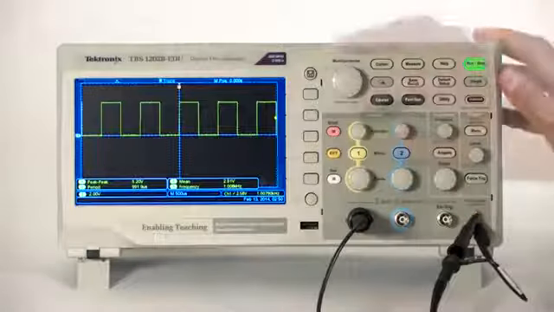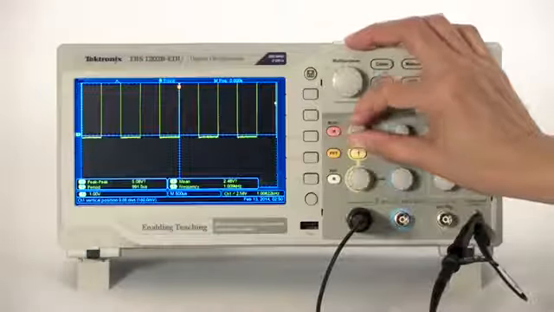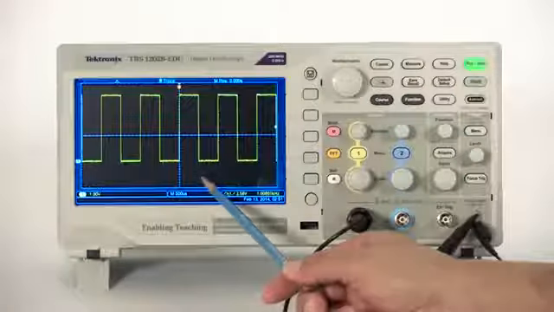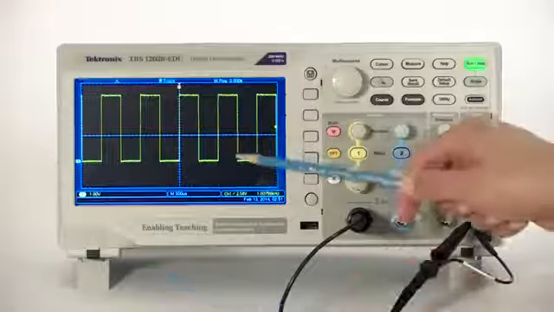Before you make any important measurements, make sure you adjust the waveform to use as much of the display as possible. This will give you the most accurate results. You can quickly check timing relationships and voltage values just by looking at the screen.